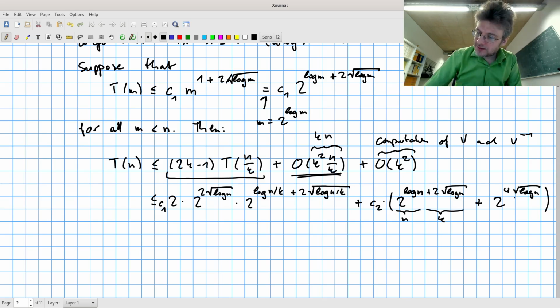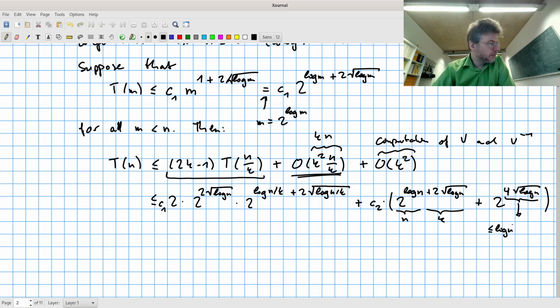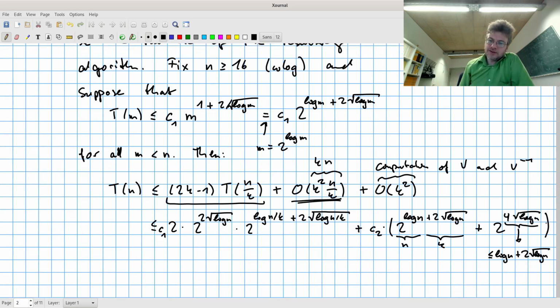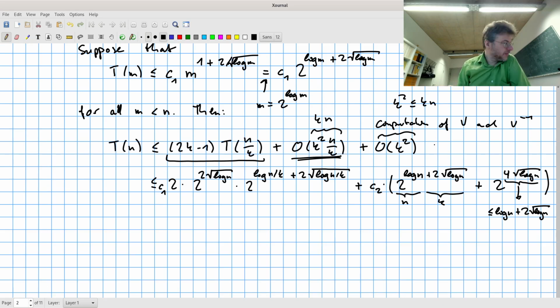Okay, so this here is easy to estimate. I can say, yeah, if I take this one, it's at most log n plus 2 square root log n. That's a bit the same as saying k square is at most kn, so I can combine the two.